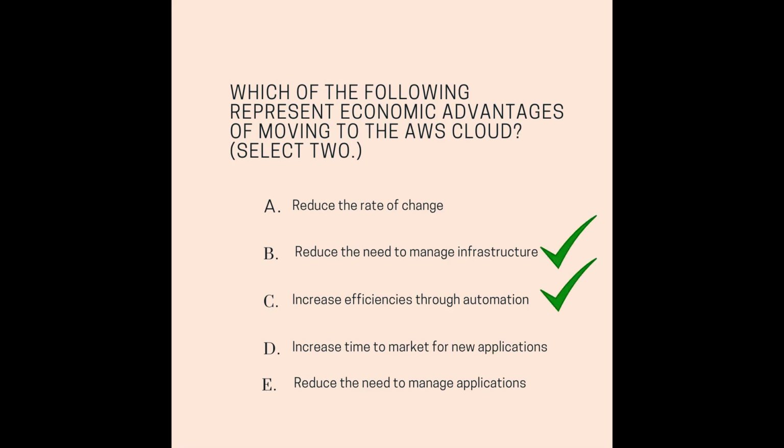Question 5. Answer is reduce the need to manage infrastructure and increase efficiencies through automation. With the AWS cloud, you can increase efficiency through the use of automation and reduce the need to manage infrastructure, allowing you to concentrate on managing applications instead.